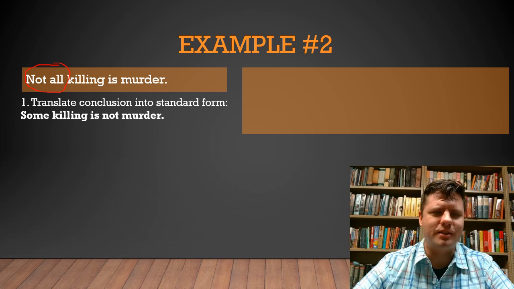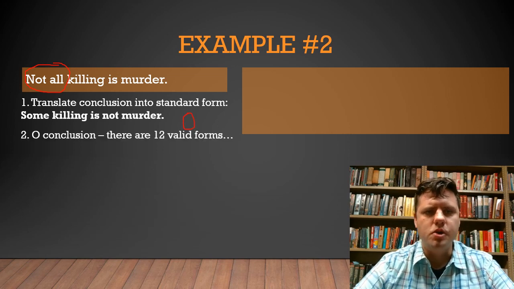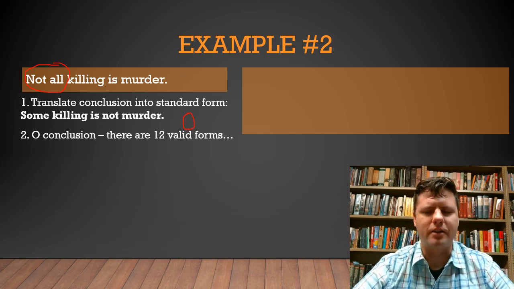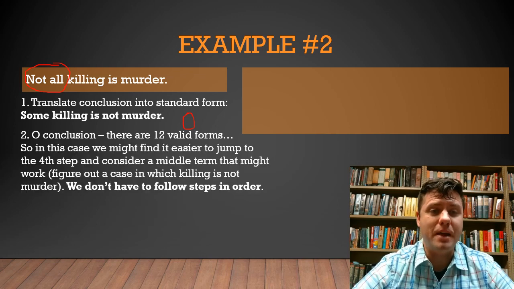Now, what kind of statement is this? A, E, I, or O? Yeah, this is an O statement. Some are not. So we have an O conclusion, and we can look on that previous slide that I already went through. You can go back and look at that, or you can find it in your book. But you'll find there are 12 valid forms that have an O as the conclusion. So we need to pick one of those.